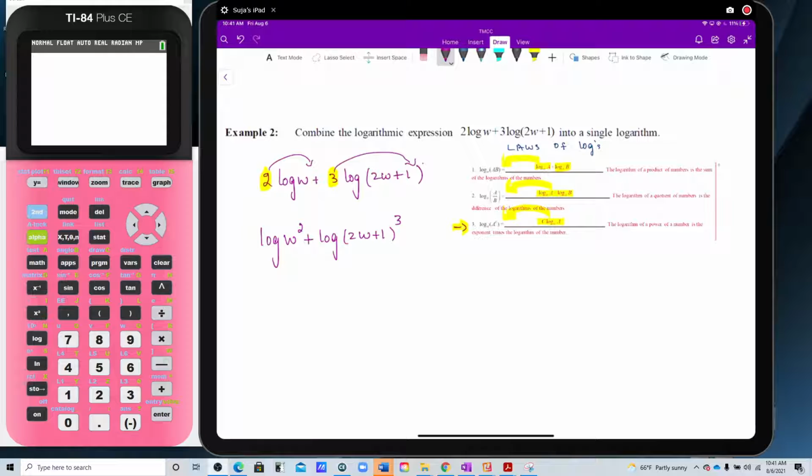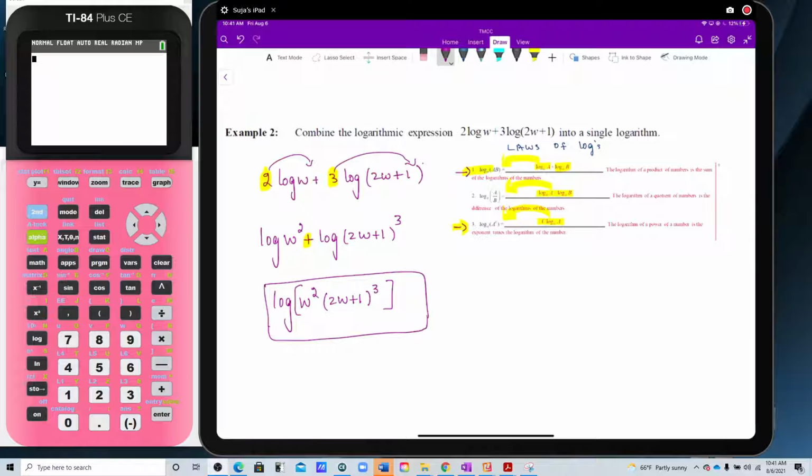Now I need to combine into a single logarithm, which means I should have just one log and everything should be in the argument of that log. So from this step, if I go back and look at my laws of logs, I see that there is an addition in the middle, which is telling me that rule number 1 is what I'm looking at. So I will be using the product rule. And since it's added, I can multiply the arguments. So that's going to give me log w squared times 2w plus 1, the whole cubed. So I can leave it here. This is the answer to this problem.